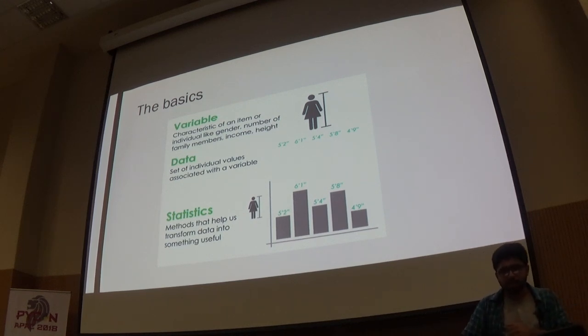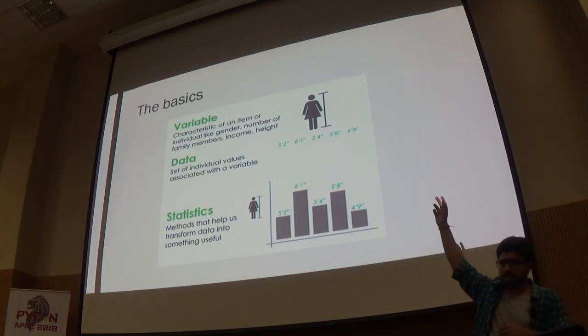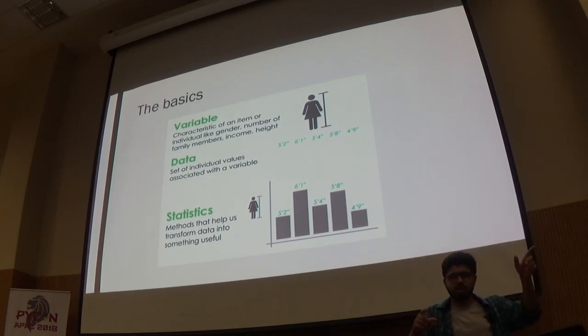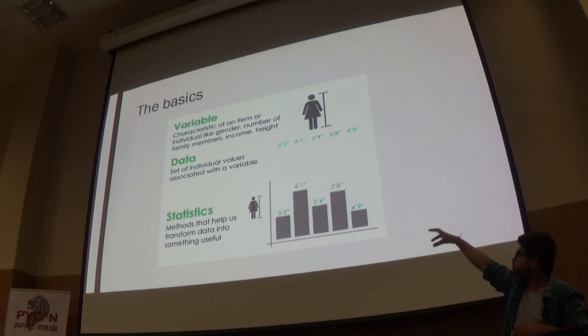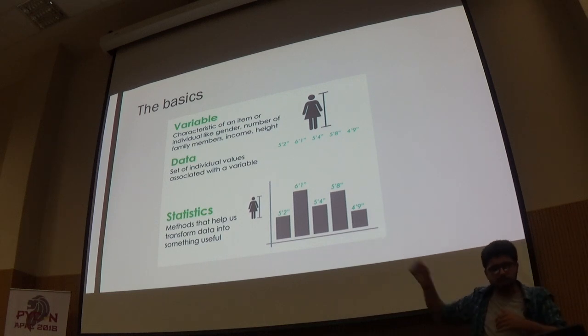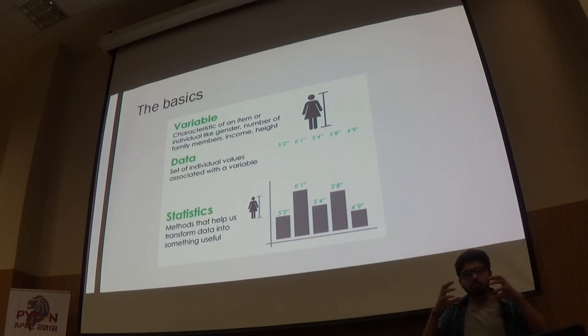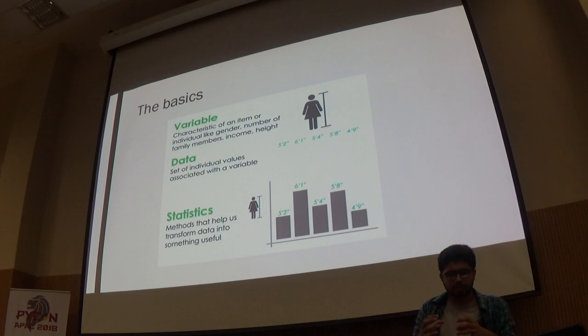Then we have data. So about a variable, we have data. For example, what is the gender? It's male or it's female. So that becomes a variable. Now the data about the height of the female gender, that is this much height. Then we convert this data to statistics.